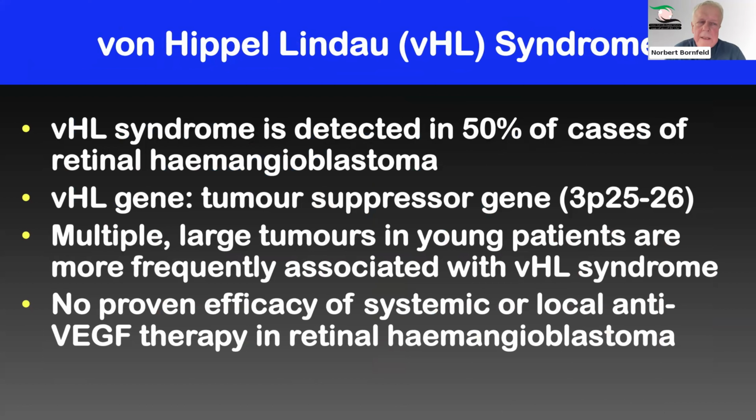Hemangioblastomas are not always associated with von Hippel-Lindau syndrome, just in about half of the cases. The von Hippel-Lindau gene is very well known. It's a very small gene on chromosome 3p, and these patients have multiple large tumors. These are young patients, and there's no proven efficacy of systemic or local anti-VEGF therapy in retinal hemangioblastomas. You may find this in some textbooks or presentations, but anti-VEGF drugs do not help.